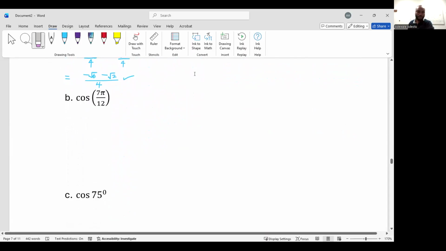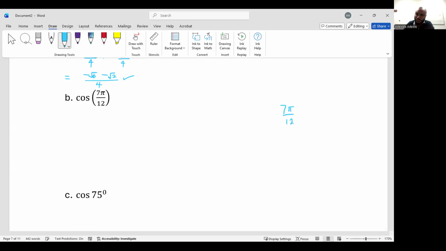Now, what about this? 7 pi over 12. Let us think. How can we rewrite this? We cannot find this angle on the unit circle. Then we say, let us see if we can rewrite it as sum or difference of two angles. Look at this, guys. 7 pi over 12.